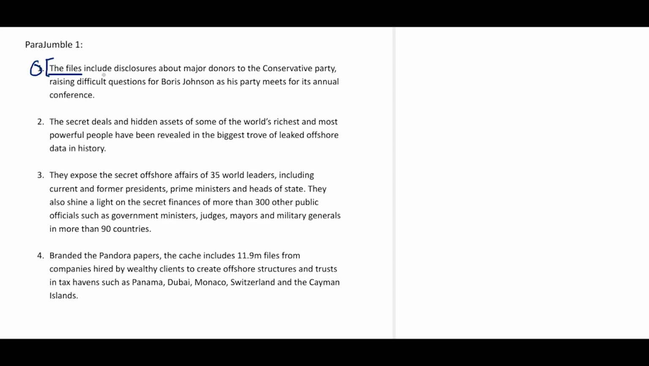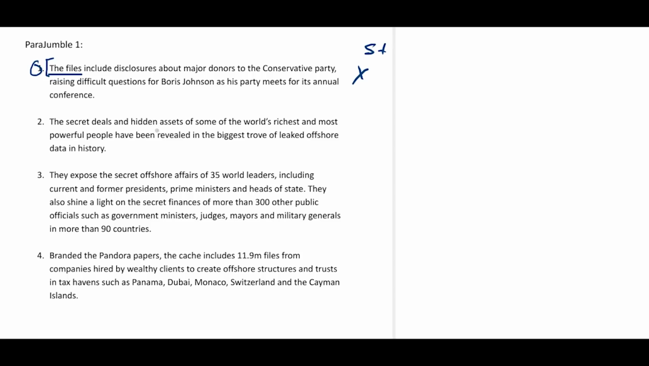What files are we talking about? We don't really know what files these are. So obviously we can say that 1 may not be the starting sentence, because we don't really know what the files refer to. We don't really know what the Conservative Party is, or why exactly we are asking difficult questions of the Boris Johnson government. So let's move to statement number 2.